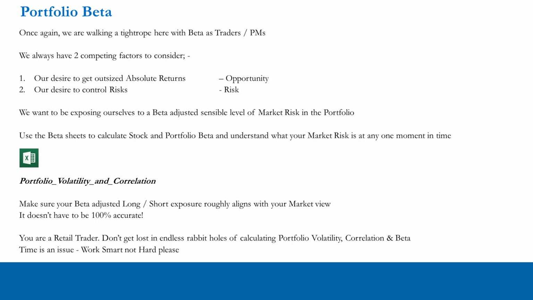And you need to make sure that your beta adjusted net long or net short exposure roughly aligns with your market view. And again, it doesn't have to be 100% accurate. You just have to be roughly aligned. Remember, you're a retail trader. Most retail traders, 99% of them, will never ever be doing what you're doing. You're already ahead if you're doing this.